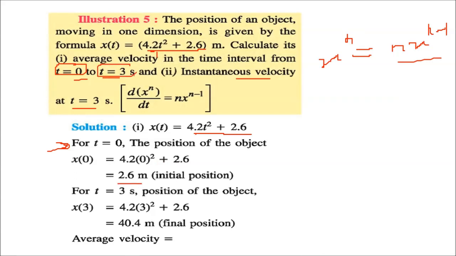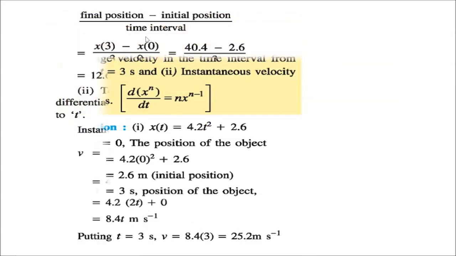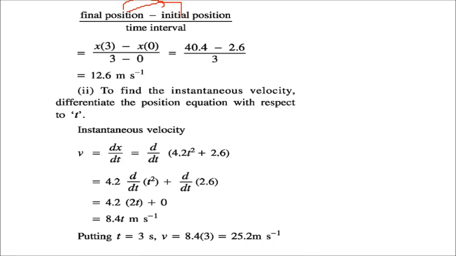When you take t equal to 3, we get 4.2 into 3 squared plus 2.6. This is the final position, and this is the initial position. We know that the average velocity is final position minus initial position, divided by the time interval, which is 3 minus 0. So it will be 12.6.